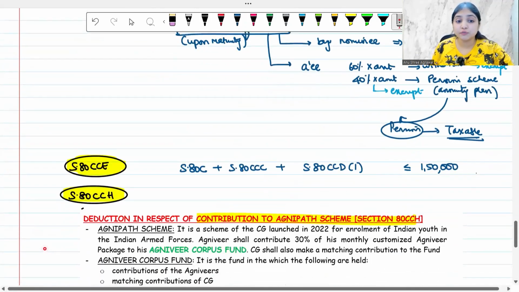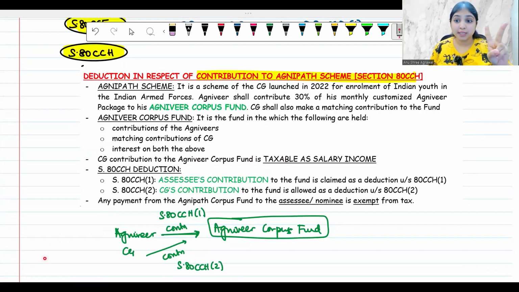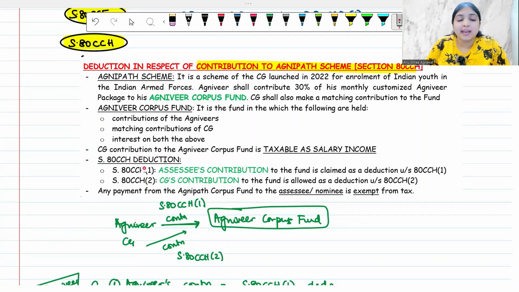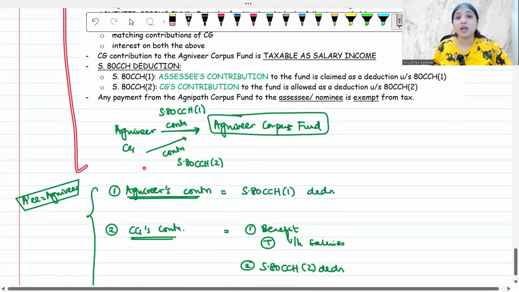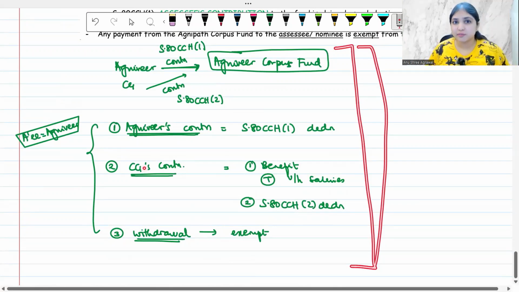So with this, you've learned all your 5 sections under the 80C series. You've learned about 80C, 80CCC, 80CCD, 80CCE, and 80CCH. 80CCH was a new section under the Finance Act 2023, but it is not complicated. This is the only part about it which is relevant for us.